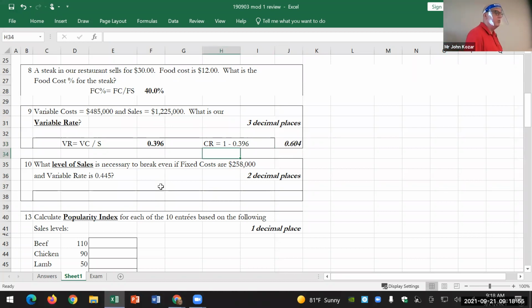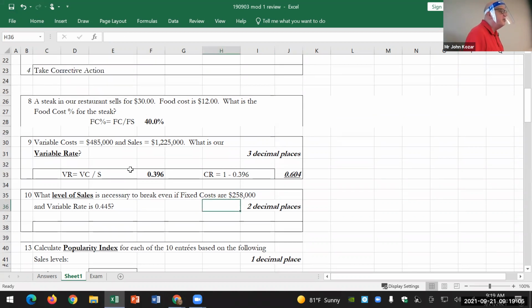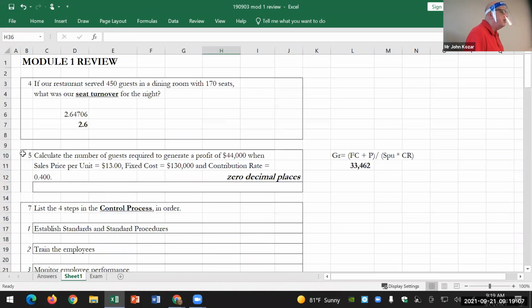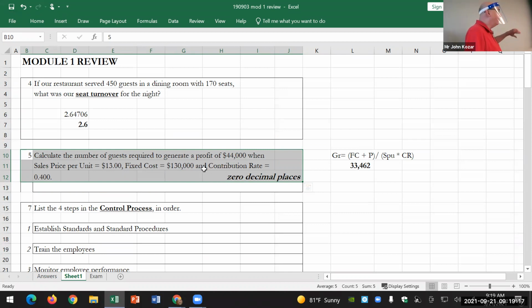And it'll come out to 0.604. So sometimes you might see a question like this one, and you might get the variable rate instead of the contribution rate. So you would have to go ahead and do that subtraction before you do the rest of the calculation.